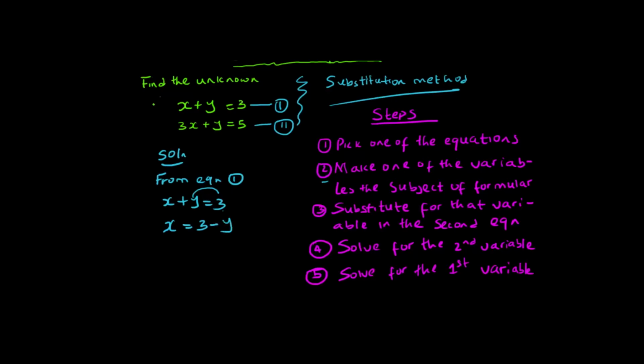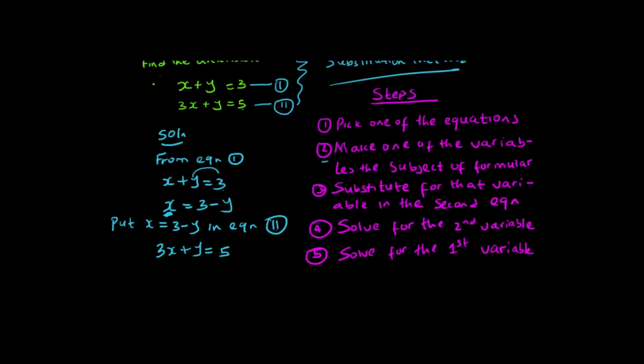Now let's go to step 3. Substitute for that variable in the second equation. Now look at what I'll do. Put x equals 3 minus y in equation 2. Can you see? I'm substituting for x in the second equation. So I have 3x plus y equals 5. That's how I rewrite that second equation. To substitute for x into this equation, what it means is that anywhere you see x, you call it 3 minus y. Now look carefully. So I have 3, and now I'm seeing x, so I put in brackets 3 minus y. Close the bracket. Then I have plus y equals 5. I hope you understand that. Anywhere you see x, you call it 3 minus y.